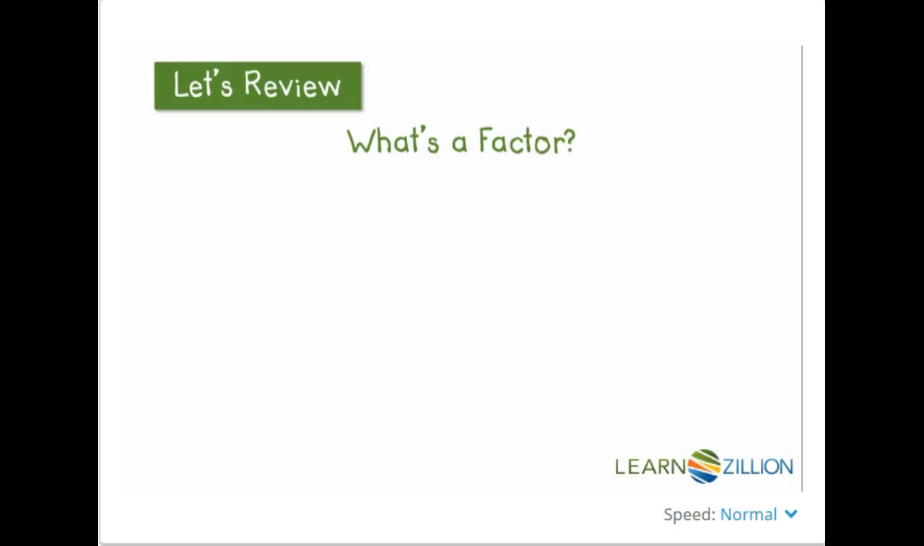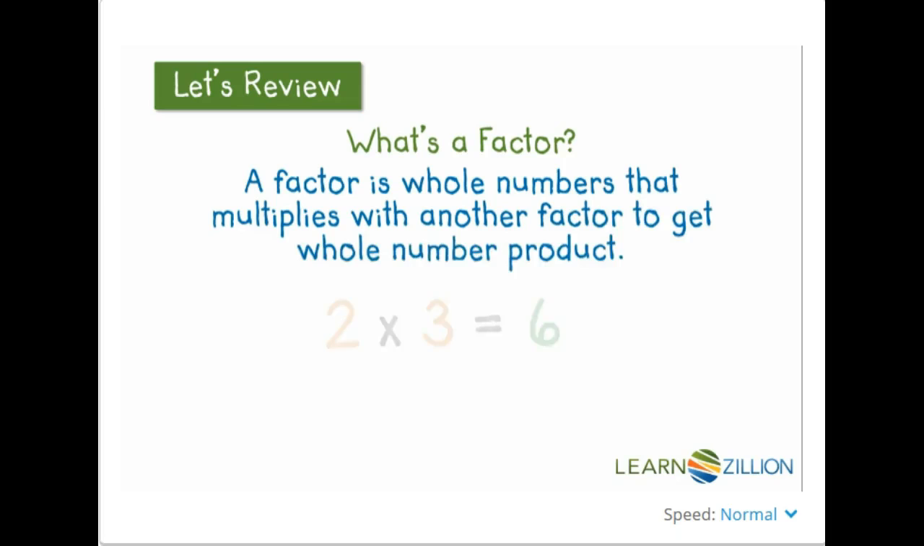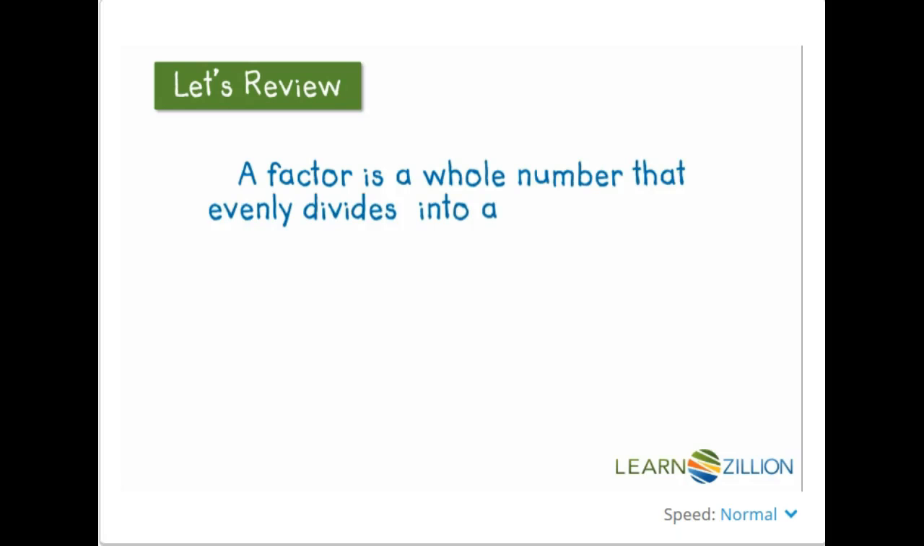Let's review. What is a factor? A factor is a whole number that multiplies with another factor to get a product. In the equation, 2 times 3 equals 6. The 2 and the 3 are both factors. The 6 is a product. Another way to look at a factor is a whole number that can evenly divide into another whole number.